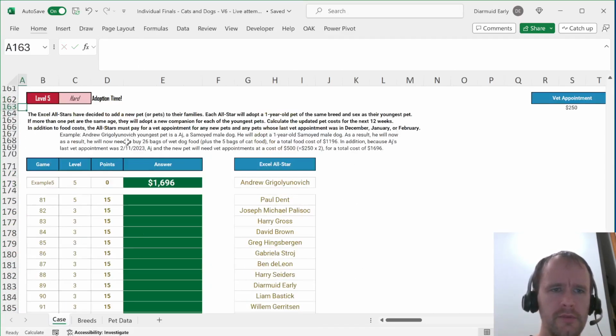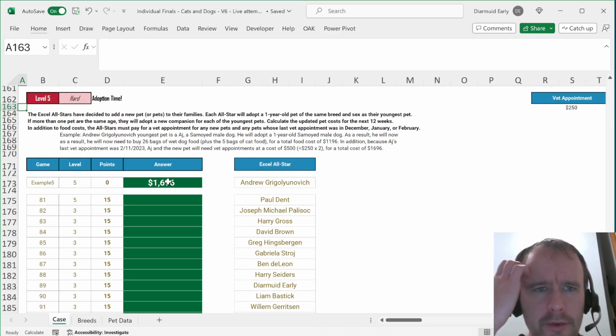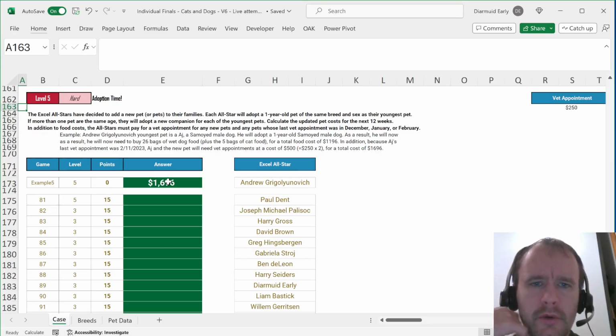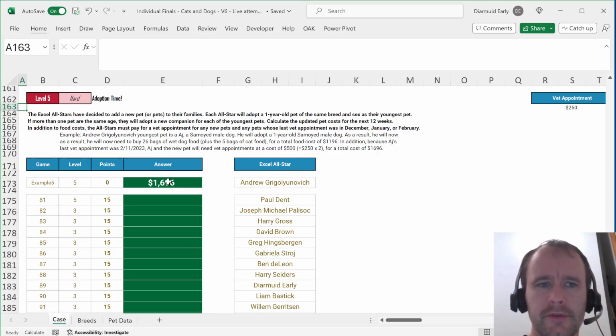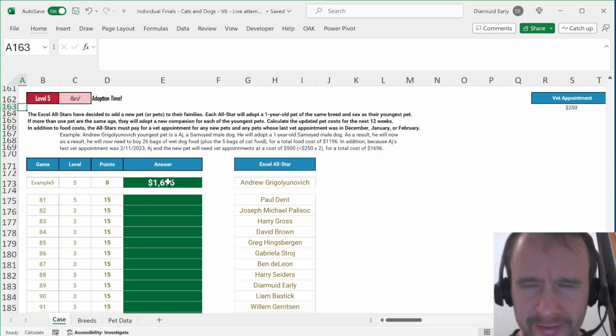All right, so last level. XL All-Stars have decided to add a new pet or pets to their family. Each All-Star will adopt a 1-year-old pet of the same breed and sex as their youngest pet. If more than one pet are the same age, they will adopt a new companion for each of their youngest pets. Calculate the updated pet costs for the next 12 weeks. In addition to food costs, the All-Stars must pay for a vet appointment for any new pets and any pets whose lives... Oh my god, there's so much going on here.